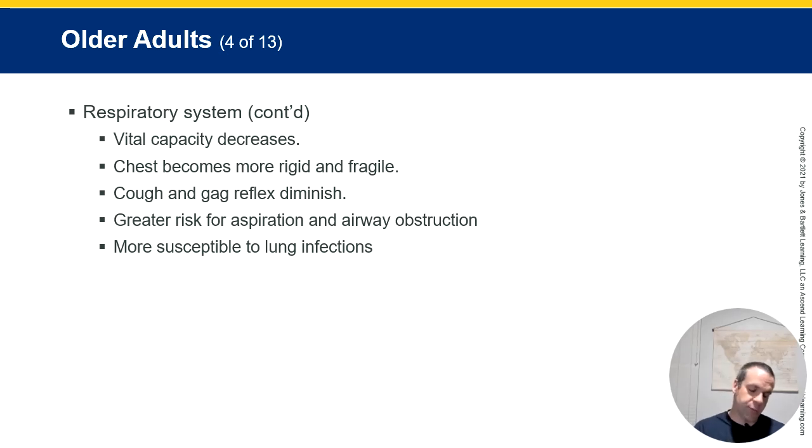In addition to decreased lung capacity, the chest wall itself becomes more rigid and fragile due to the calcification of the ribs. This makes the mechanics of breathing much harder and increases the risk of rib fractures during trauma, even a minor trauma like a fall or just forceful coughing. On top of that, the cough and gag reflex diminishes, so there's an increased risk of aspiration, particularly during swallowing or vomiting. The cilia in the airway that help move mucus and debris also decline, which makes it harder to clear secretions and leads to a higher risk of respiratory infections.